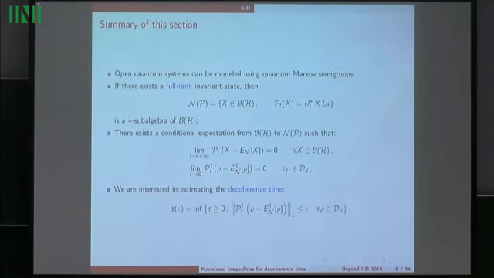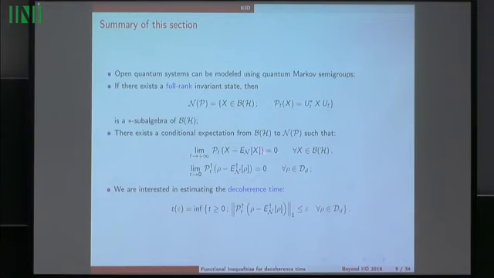Okay. So just to summarize this section, open quantum systems can be modeled using quantum Markovian semigroups. When there exists a full rank invariant state, and I insist on the fact that it has to be full rank, we can define the decoherence-free algebra. It is the algebra on which the evolution is not anymore a dissipative evolution, but a closed evolution. And there always exists a conditional expectation that projects on this subalgebra. And so we have those two limits.